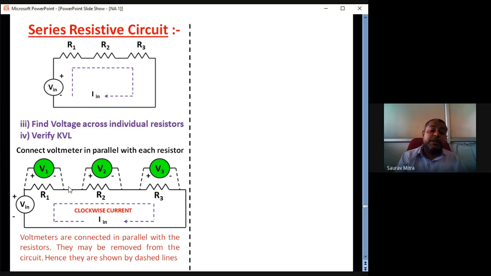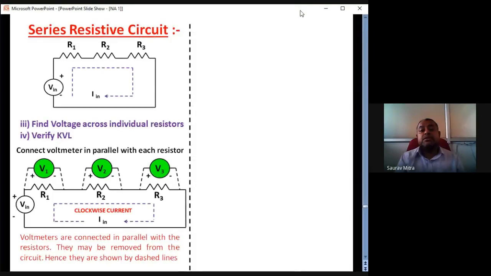And if you do the reverse, black on the left and red on the right, you are going to get a negative voltage reading. Okay. So whenever you are measuring voltage, the red probe should be on the left side and the black probe on the right side, because the current is entering the resistor from the left side and leaving the resistor through the right side.